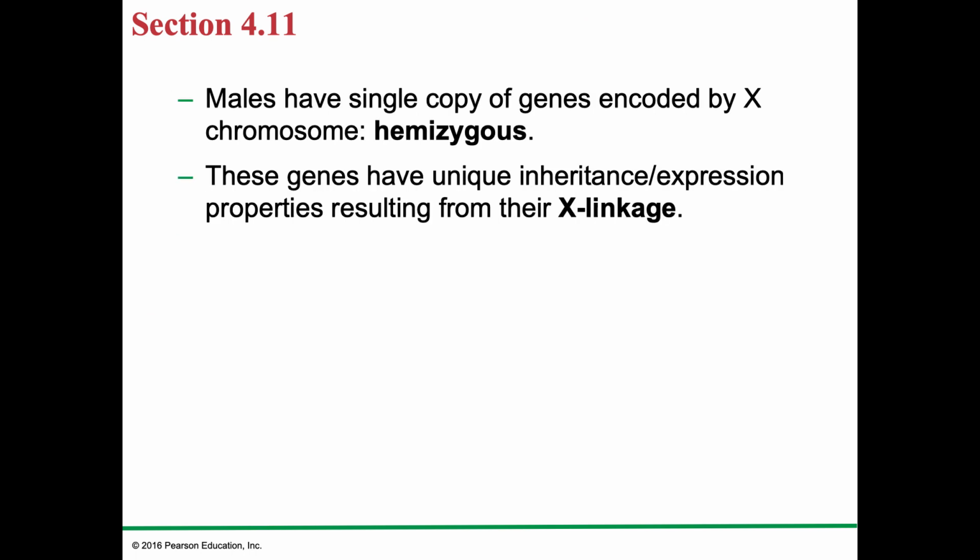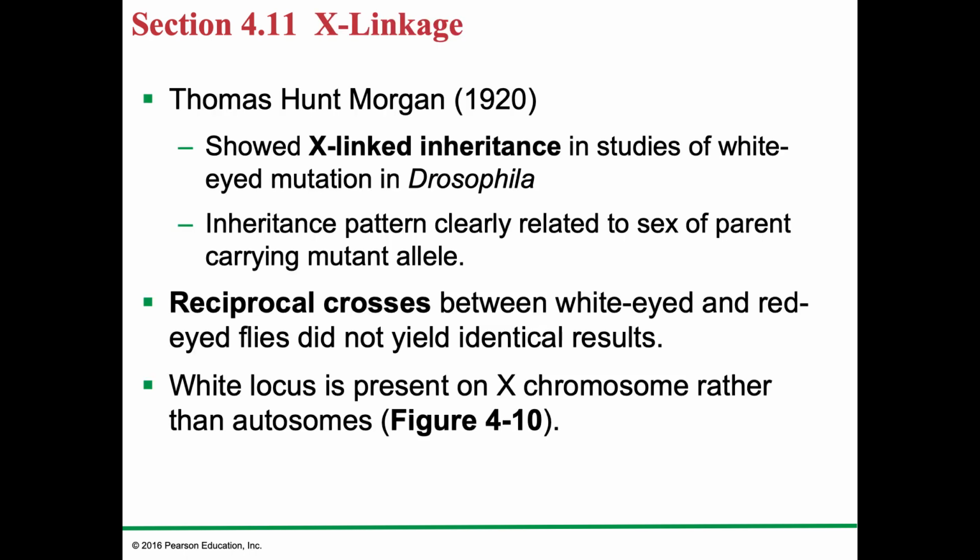So again, hemizygous refers to the heterogametic sex. Whichever sex has two different sex chromosomes, you call them hemizygous because they usually don't have a match. And that's why you see a very unique inheritance pattern with these genes. And we call it X-linkage because these genes are on the X chromosome. And some of the first studies with X-linked inheritance were done in the 1920s in Drosophila.